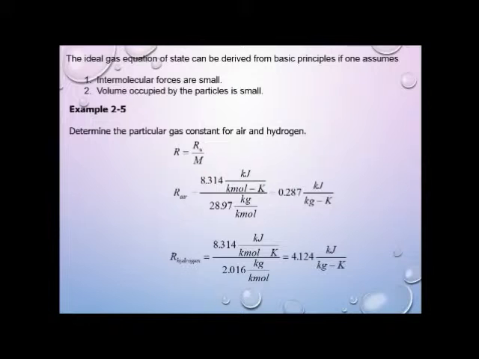So we need to determine the particular gas constant for hydrogen and air. The gas constant is given as R equals Ru by M. So Ru is 8.314 by M. Now for air and hydrogen we need to calculate. The molar mass for air is 28.97, as it is a mixture of all the gases, and for hydrogen it is 2. So we will get the different particular gas constant values like this.